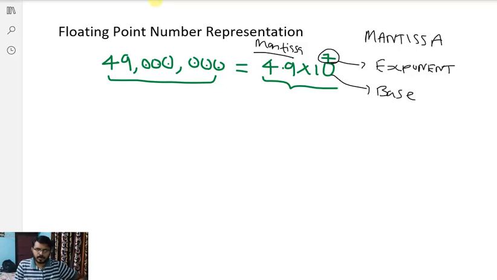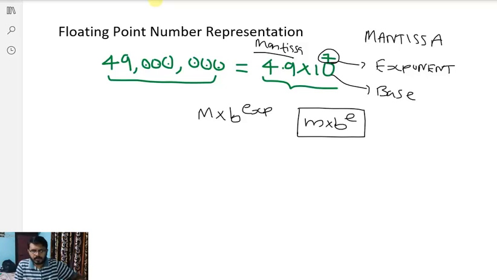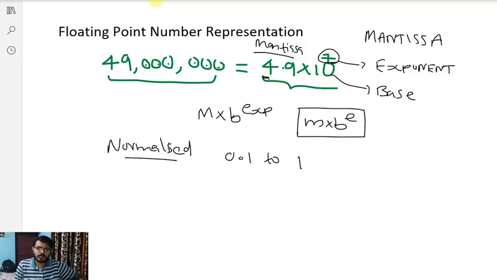So, in floating point number representation, any number can be represented as m into base raised to exponent. Simply, m into b raised to e. So this is the floating point representation. Now, a floating point representation can be a normalized floating point representation. So what is normalized floating point representation? In the case of a decimal number system, in a normalized floating point number the first digit can be from 0.1 to 1. So if the base of the number system is B, then the mantissa can be in between 1 by B and 1. So for base 10, it is 1 by 10, that is 0.1, then 1.